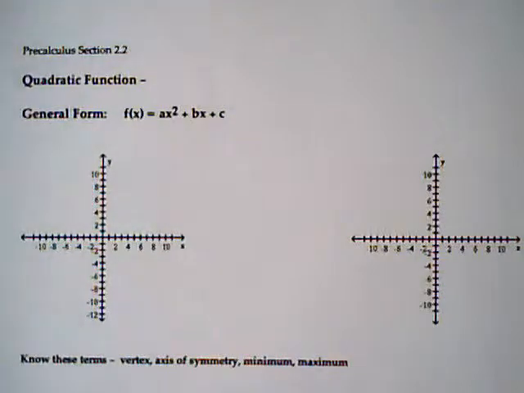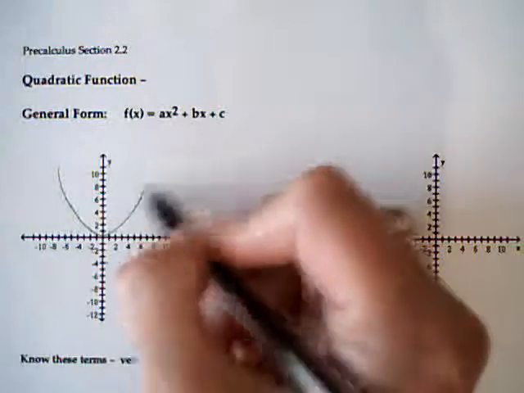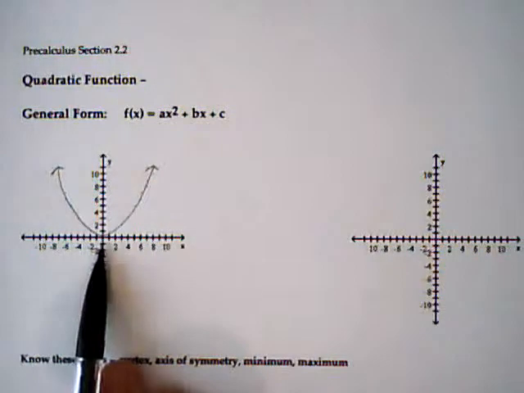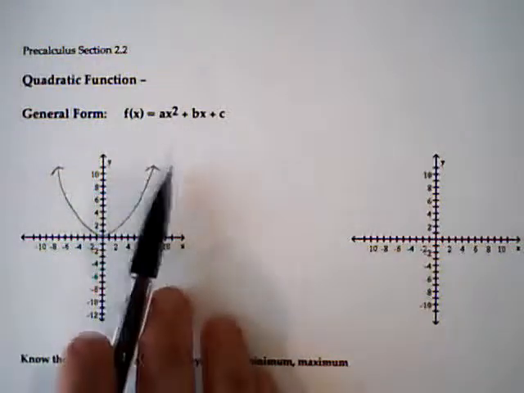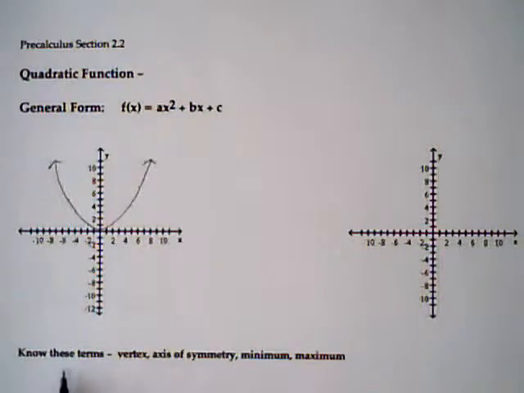A parabola is a curved shape that has symmetry. This would be an example of a graph that's a parabola. Like I said, it's either going to be a curved up shape or it could be a downward curve. With a parabola, there are some terms that you need to be familiar with.